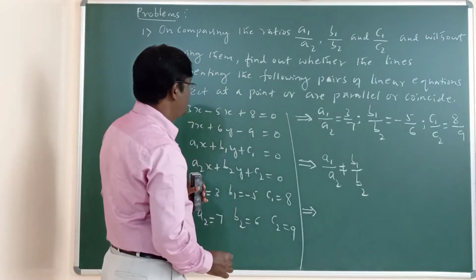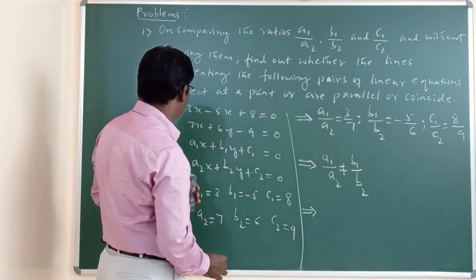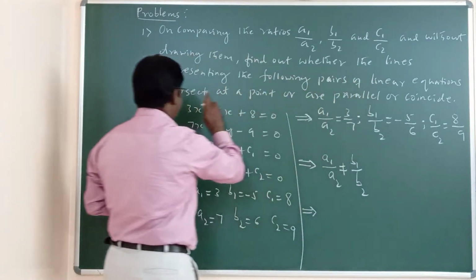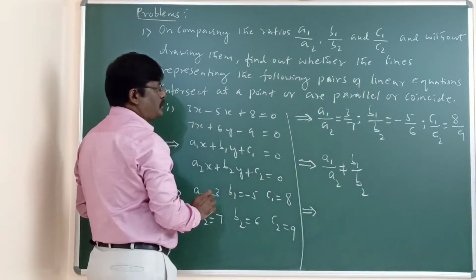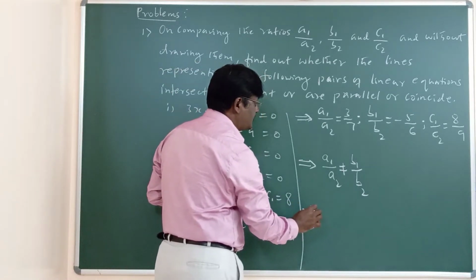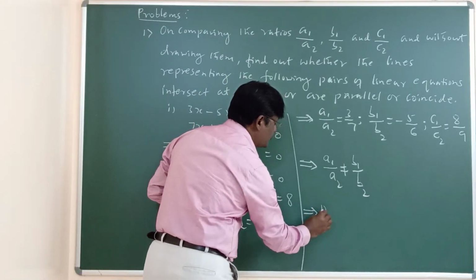What about the lines according to the known condition? Here, the pair of linear equations intersect at a point. Did you understand? So therefore, here we get intersecting lines.